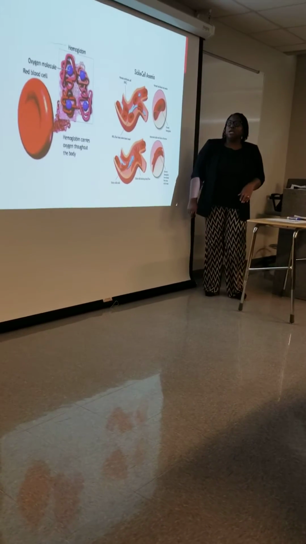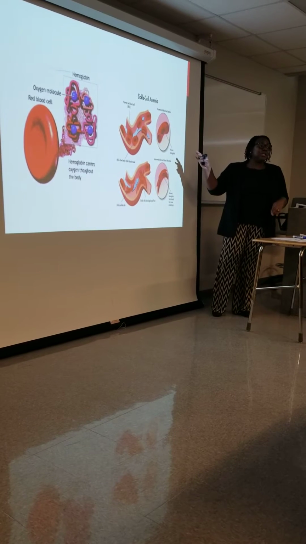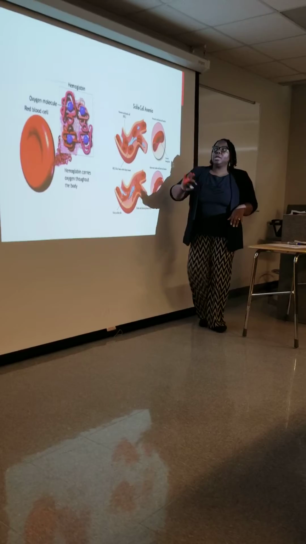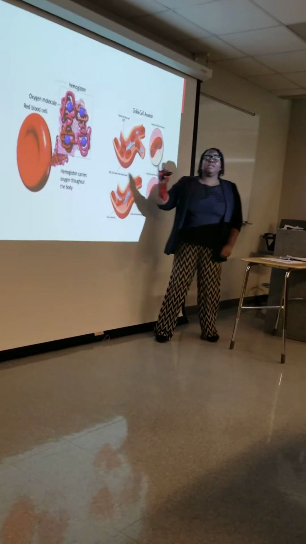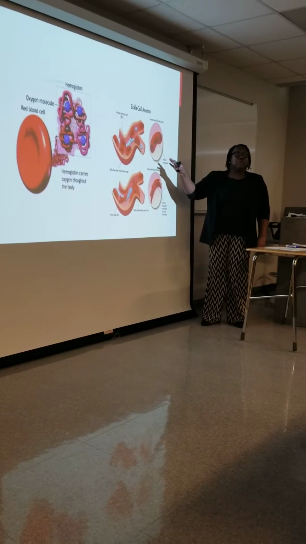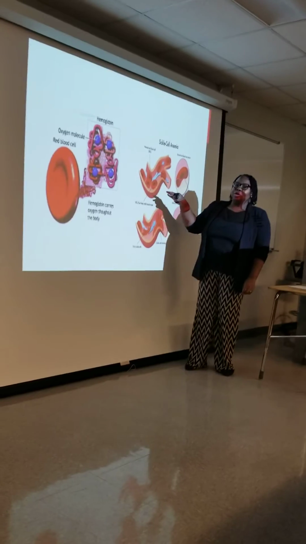Two examples of a more in-depth look at what the hemoglobin cells look like. It's just to give you a visual of what a normal hemoglobin cell looks like versus how sickle cell anemia develops. So, red blood cell.